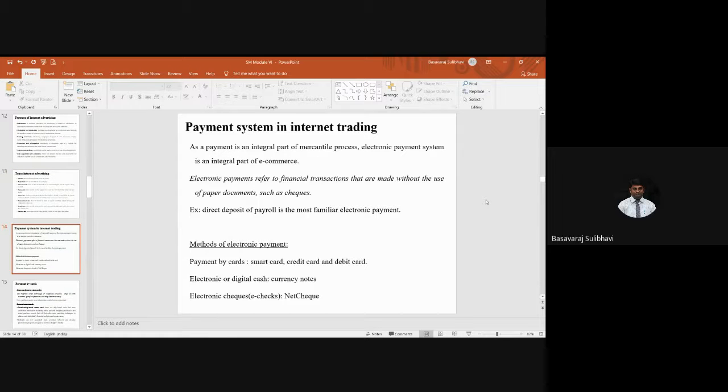Then we continued with payment systems in internet trading, where we use certain methods of electronic payment. In a mercantile process we pay cash, but in the e-commerce process we have e-payments, what we call online. We pay an amount to them, so we transfer the amount to the seller.